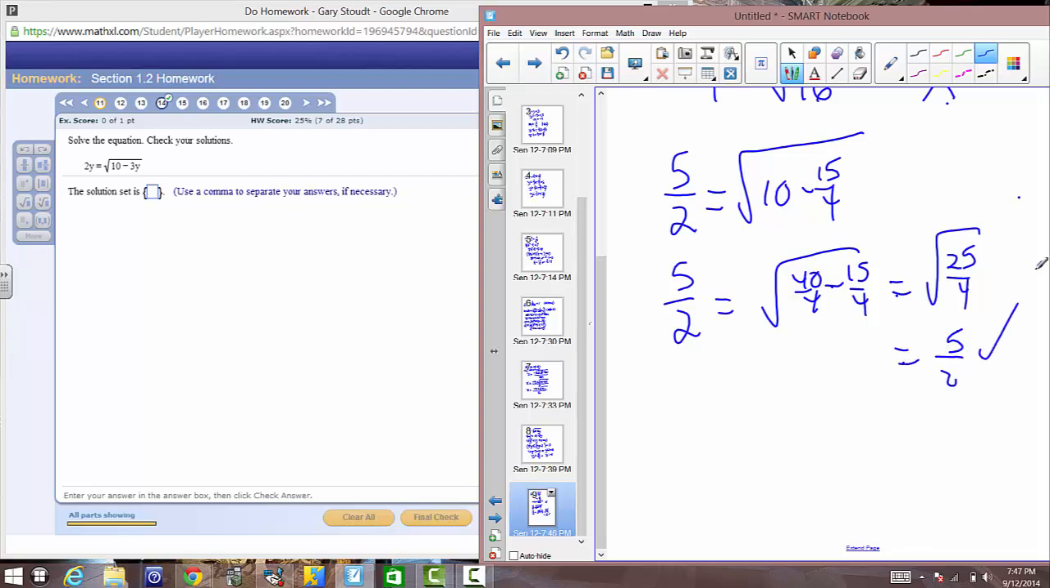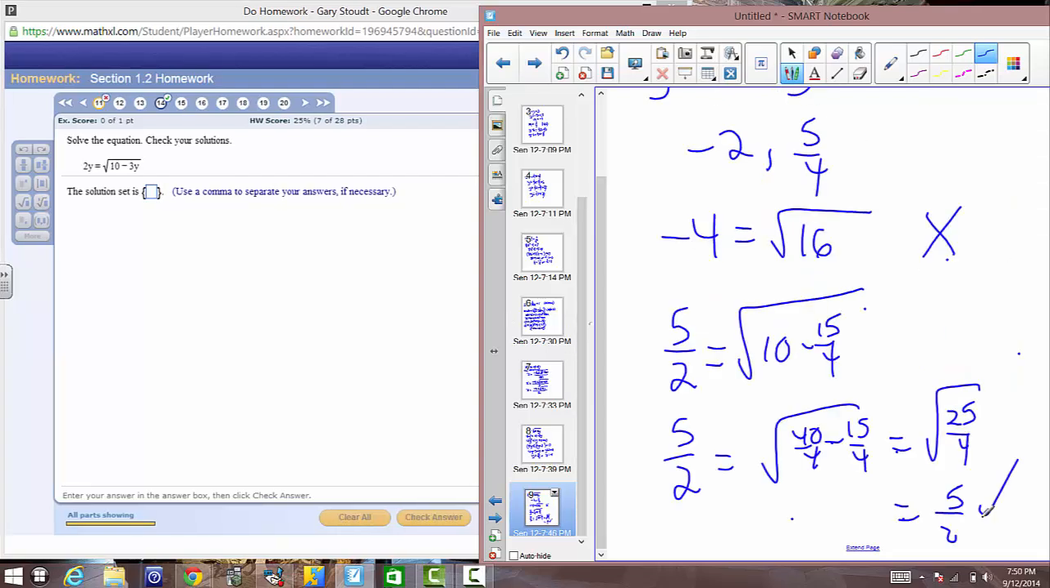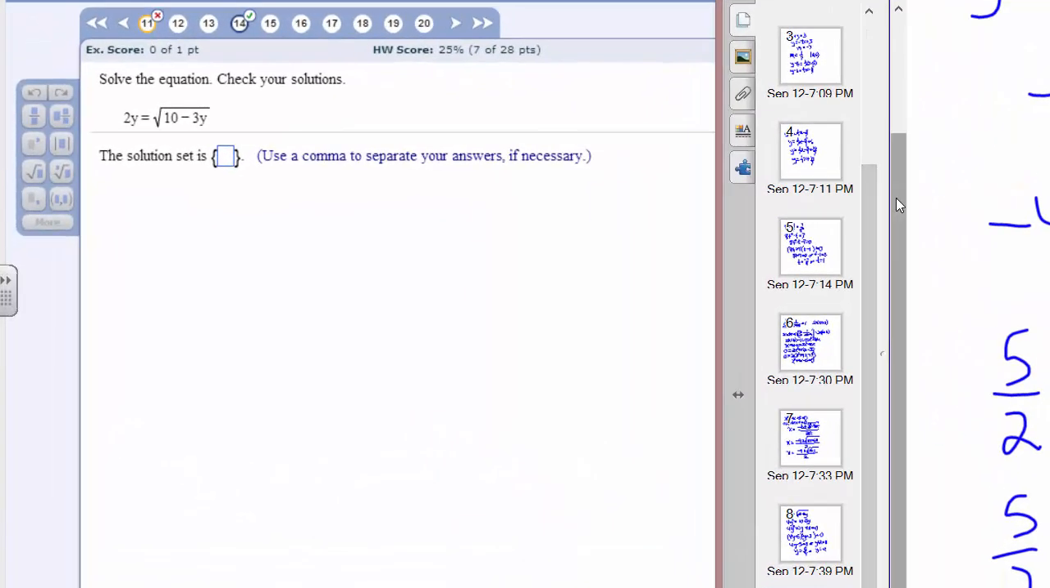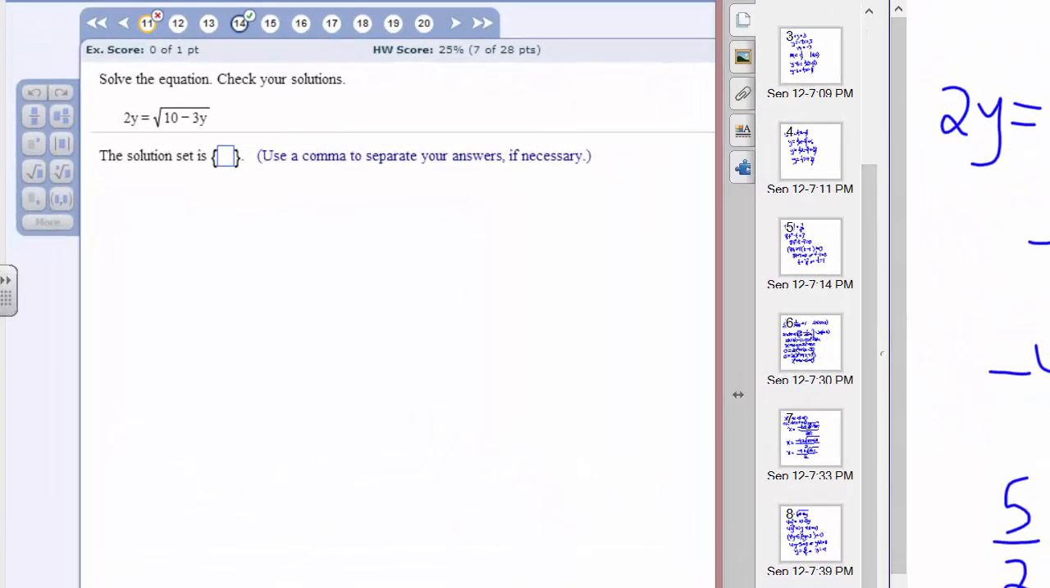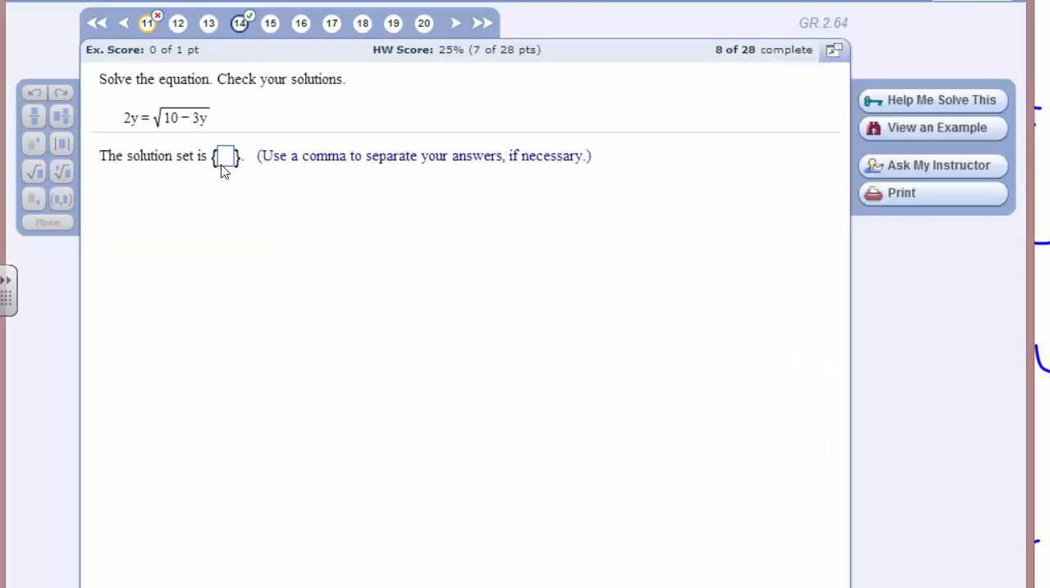So correct. So we do only have one solution, because remember, when you square both sides of an equation, you might introduce extraneous solutions. So since 5/2 is equal to 5/2, that means the solution that we found, 5/4, is indeed a solution. So let's check and see how we did.